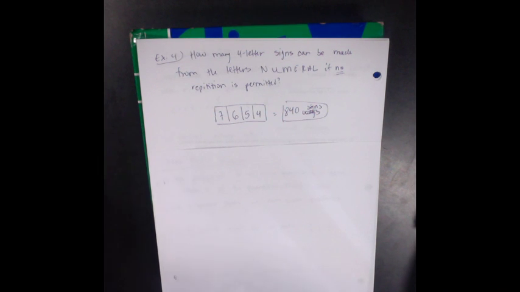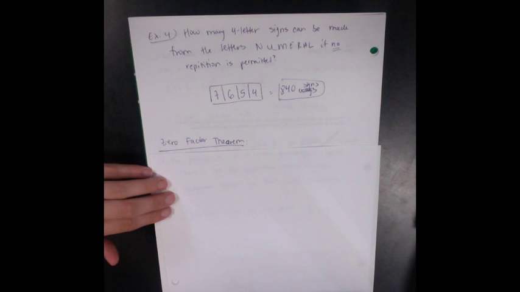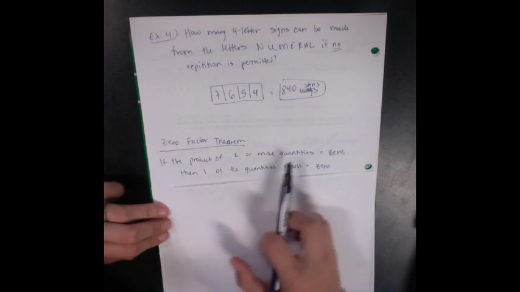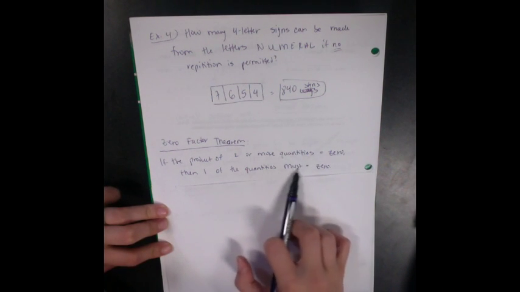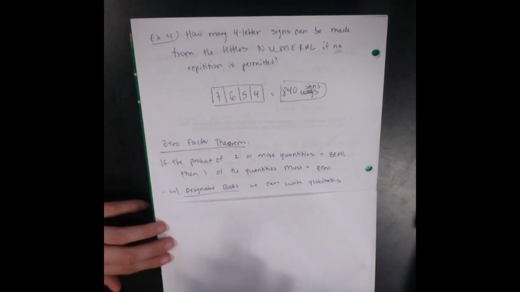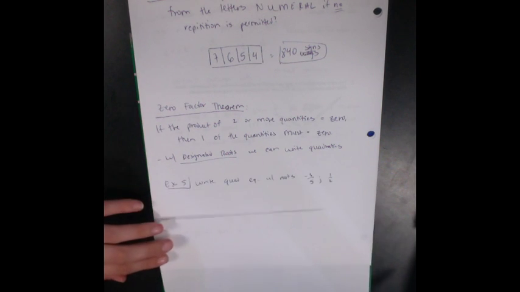Okay. Now let's look at our zero-factor theorem. Our zero-factor theorem says that if the product of 2 or more quantities is 0, then 1 or more of the quantities must equal 0. Right? This is factoring. So with designated roots, we can actually write quadratic equations like this.